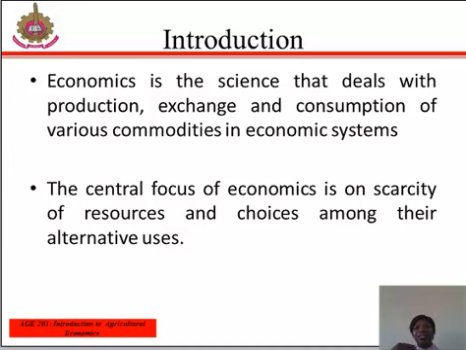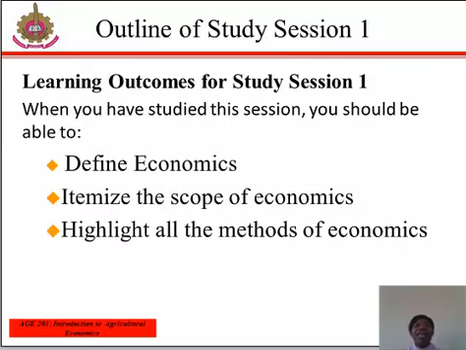So let's look at a case where a farmer wants to grow paddy, sugarcane, banana, and cotton in his garden land. So he has to choose a crop to plant depending on the availability of the irrigation water. So at the end of this study section, you should be able to define economics. Secondly, you should be able to itemize the scope of economics. And lastly, you should be able to highlight all the methods of economics. Let's take this learning outcome one after the other.